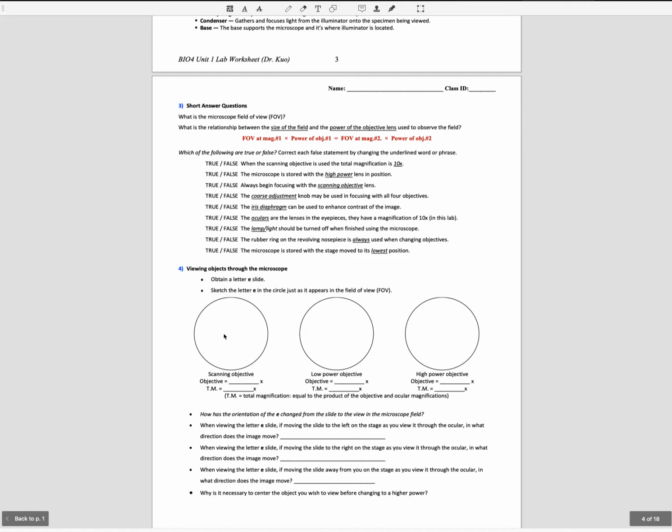And so this page also talks about the concept of total magnification. I will post videos for you to watch, but essentially total magnification just equals the power of the ocular lens times the power of the objective lens. So whichever objective lens you're using, if it's 40 times, you will multiply that by the 10 times from the ocular lens and get 400 times. So the total magnification becomes 400 times. That means the image you see will be 400 times bigger than in real life.